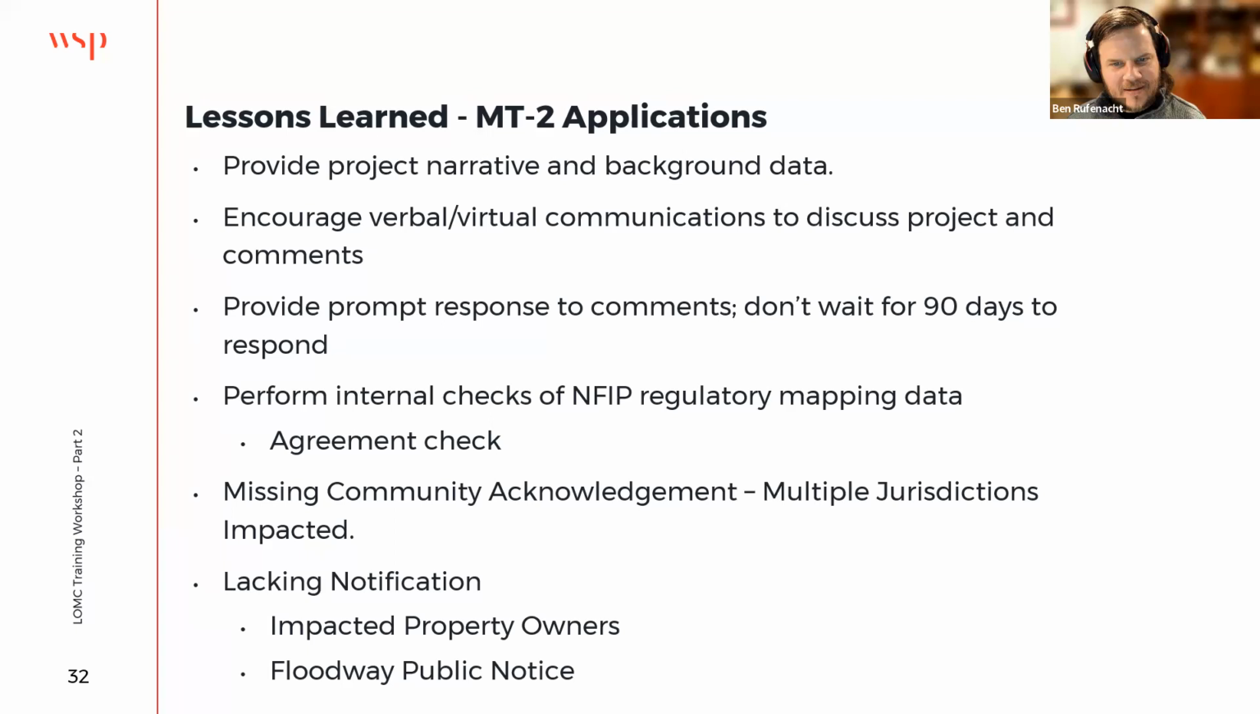Perform internal checks of NFIP regulatory mapping data. Make sure that everything is matching up and you have proper tie-ins. You need to do all these checks before you make the reviewer do them if you want to get through this process. Make sure you have all the community acknowledgement forms from all the jurisdictions that are impacted. You'll have to go through another round of review if you're missing one of those. And make sure that you have notified all impacted property owners and done your public notice.